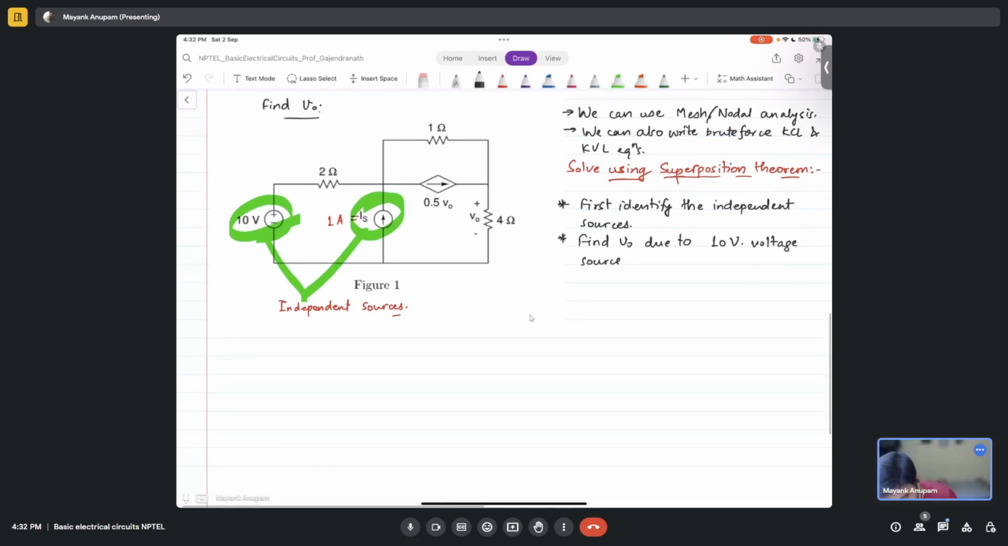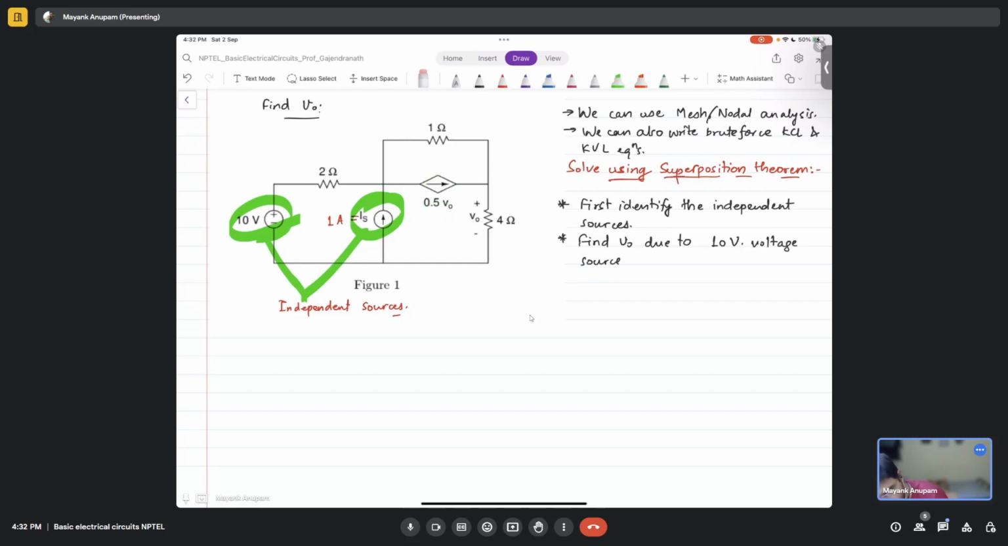By the way, why didn't I nullify this one? Why am I not considering this? This is a voltage controlled current source, so it is a dependent current source, not an independent one. It cannot be nullified, because the current in this source is not independent. It is dependent upon some other variable, right?